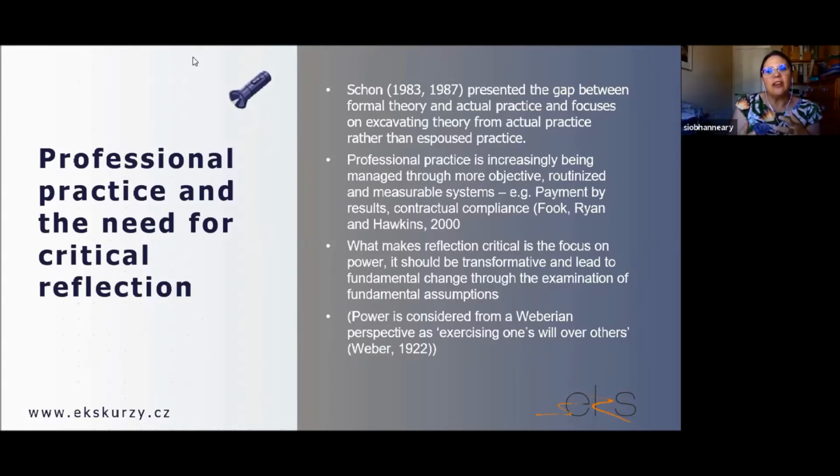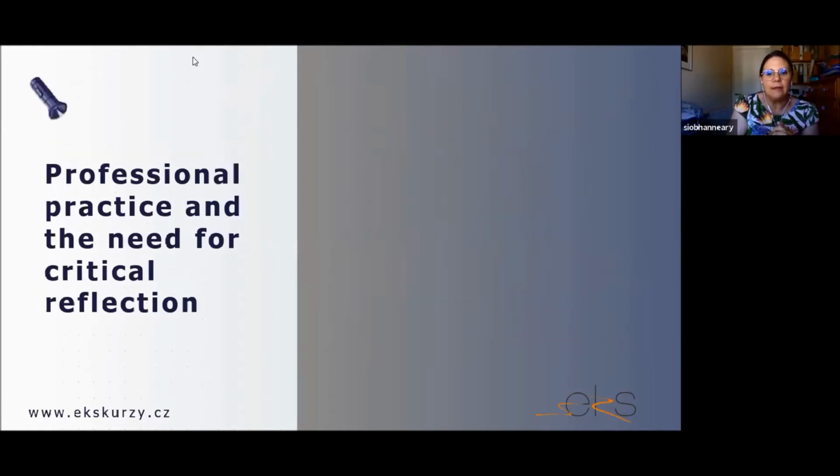So reflection, therefore, is an important part in being able to have transformative practice. And again, we talk a lot about power within this, and it is very much about power relationships. So the definition that I've used is a Weberian one in terms of exercising one's will over others. So just moving on to the next slide.